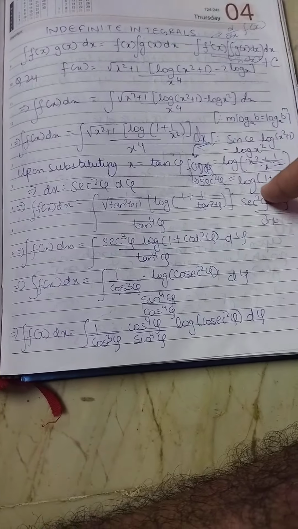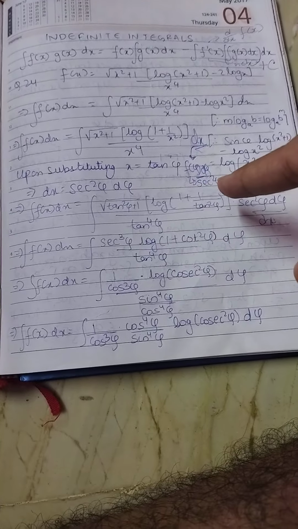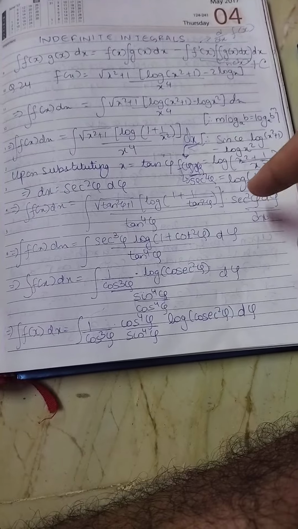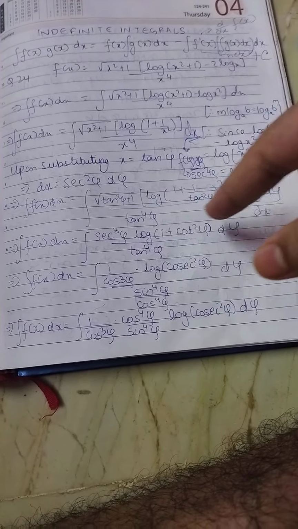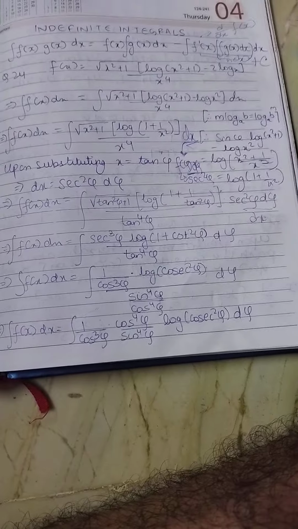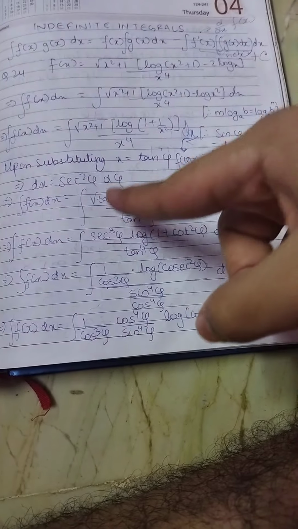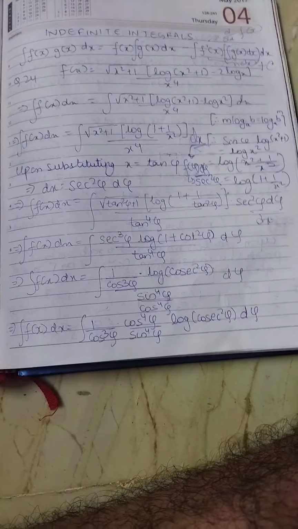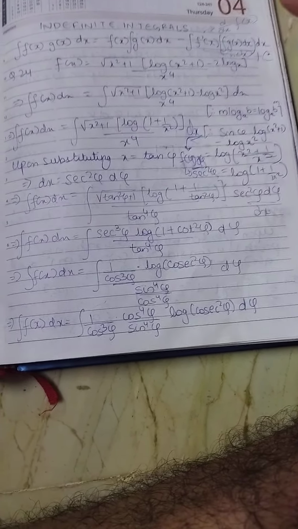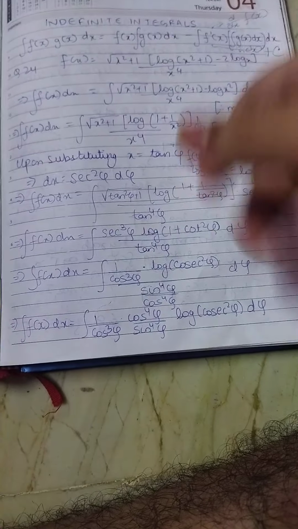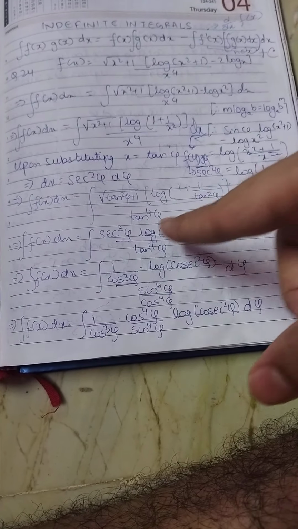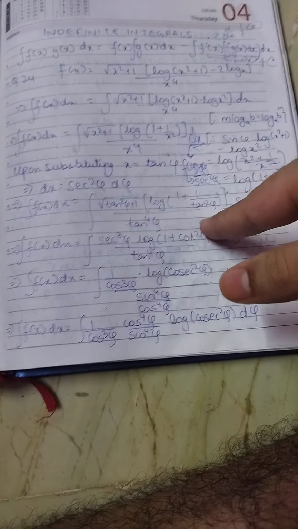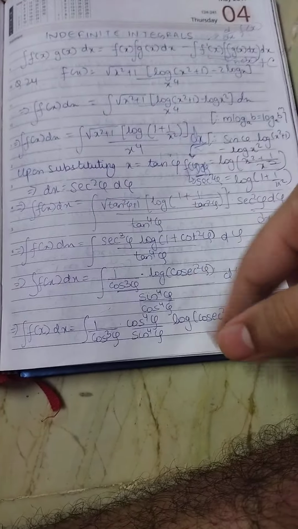So now our function is root over of tan square phi plus 1 into log of 1 plus 1 by tan square phi, into sec square phi, divided by tan to the power 4 phi. Understood? Now tan square phi plus 1 is sec square phi. Sec square phi root over is sec phi. Sec phi into sec square phi is sec cube phi. It is as simple as that. And the denominator is tan to the power 4 phi. And 1 by tan square phi is cot square phi. 1 plus cot square phi is cosec square phi.